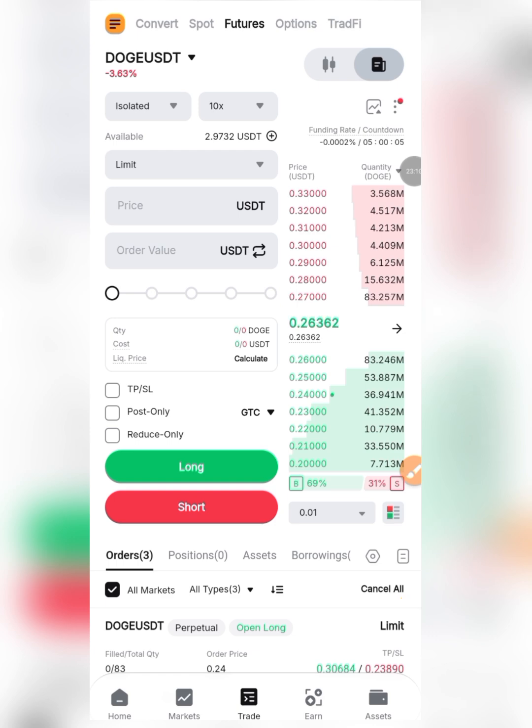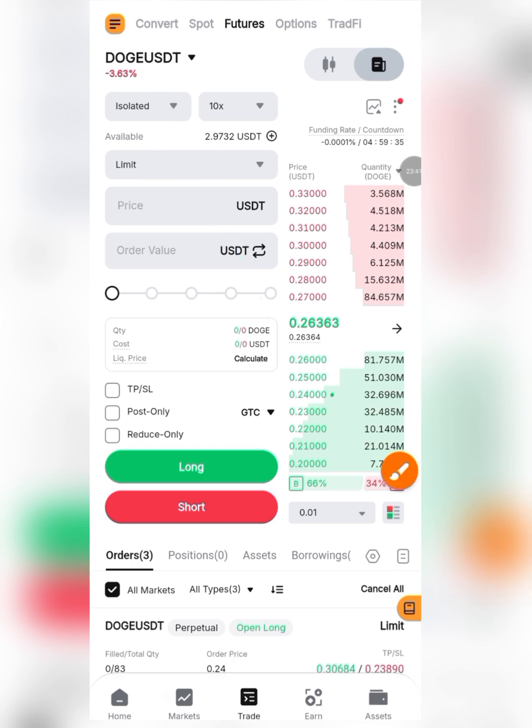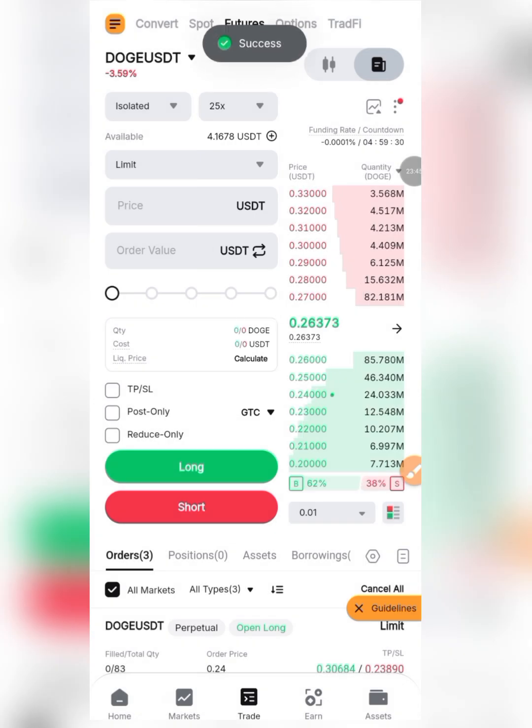Let me say you have $1, and this DOGE USDT coin you want to trade requires $20, right? But you have only $1 to trade. Now you can decide to use a higher leverage. For instance, let's select 25 leverage. So you're saying now that your $1 multiplied by 25 means I've given you $25.